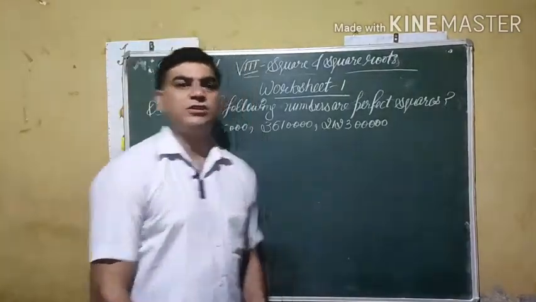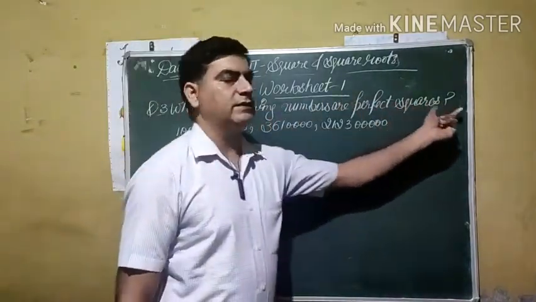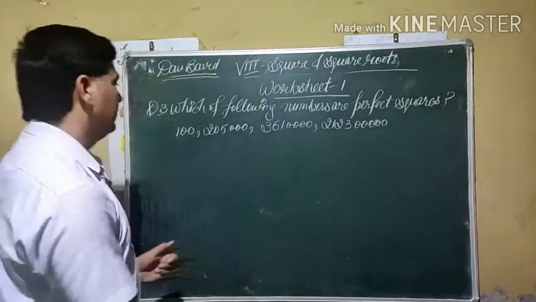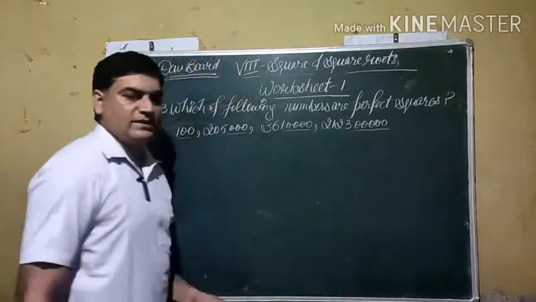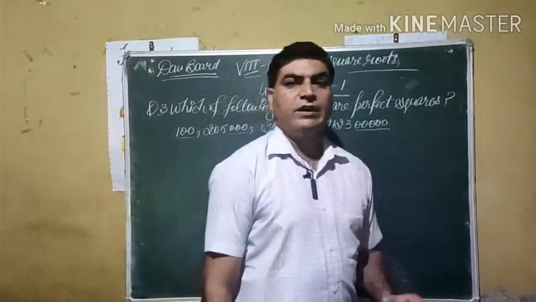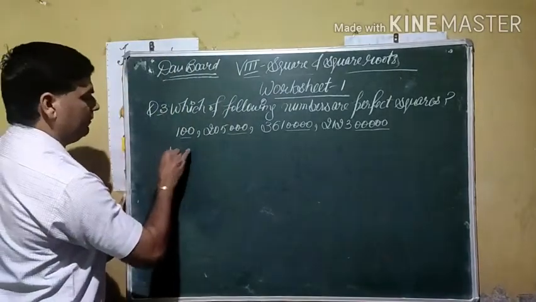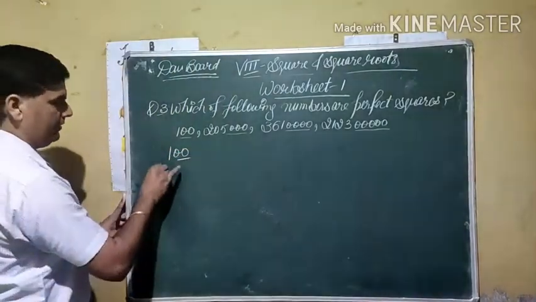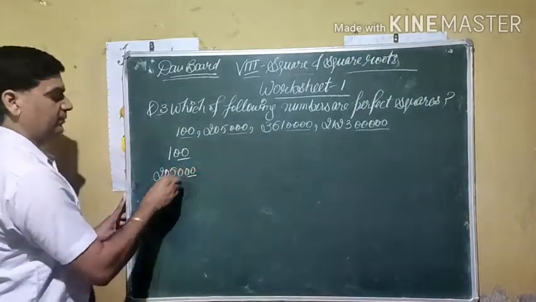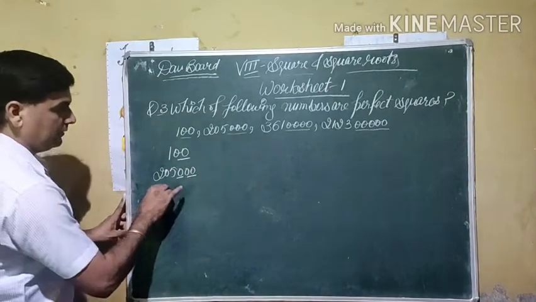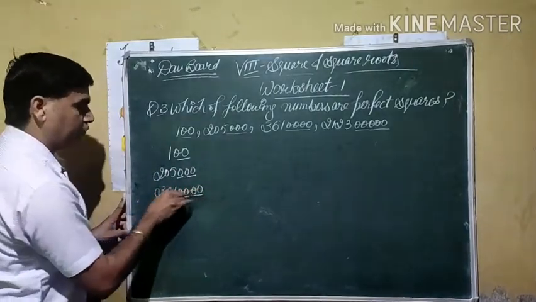Our next question is question number 3. It is given: which of the following numbers are perfect squares? If you see our question, all the numbers end with 0. Our rule for 0 is that if the last digit is 0, it always comes in pairs. So we see here, the first number is 100. It is in pair. Next number is 1230, it is not in pair. Next, 12340, it is not in pair.